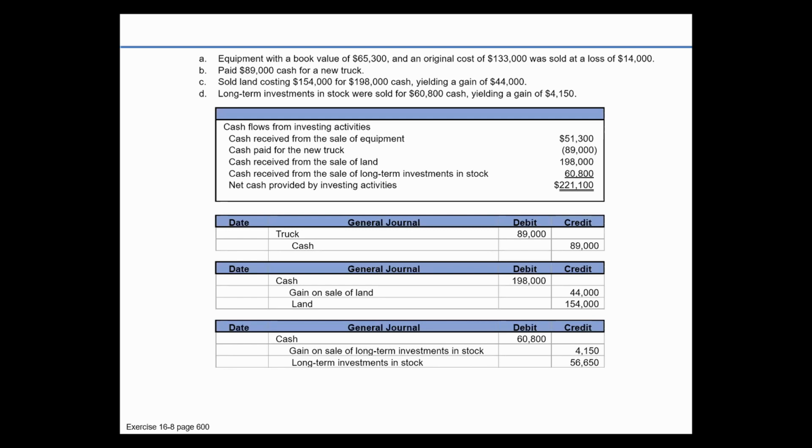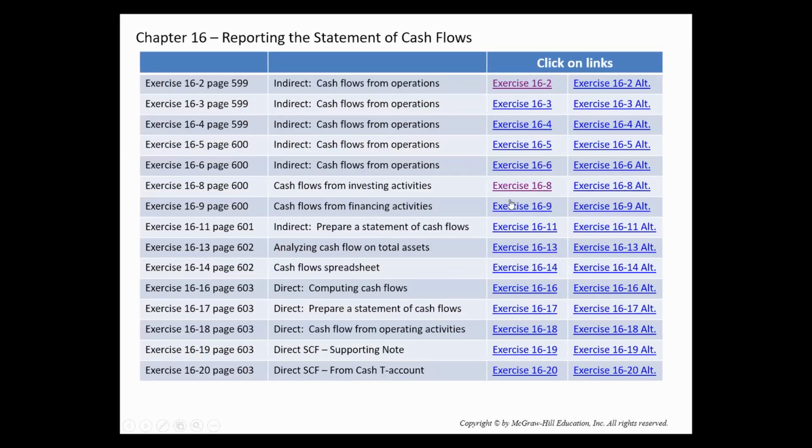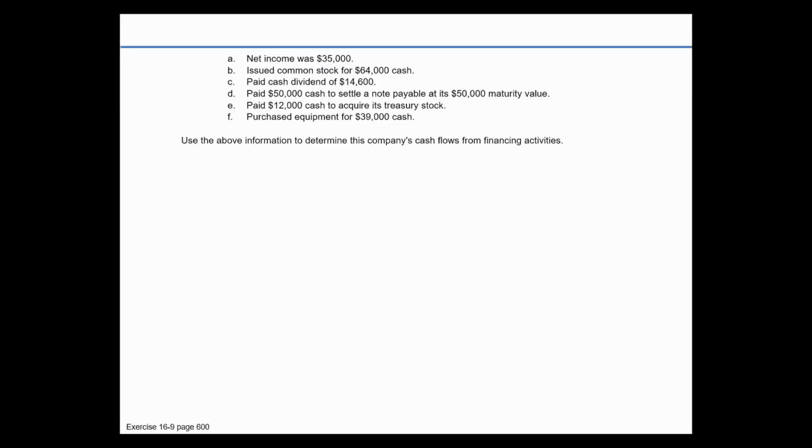Okay, and then equipment, they sold equipment maybe because they're going to bring in another piece of equipment, or it was a piece of equipment that they no longer were using. So these would all be considered investing activities of the business, doing the cash flows for financing activities. So we'll use the above information in order to determine the company's cash flow from investing activities.